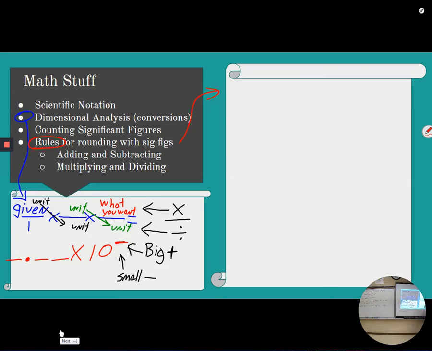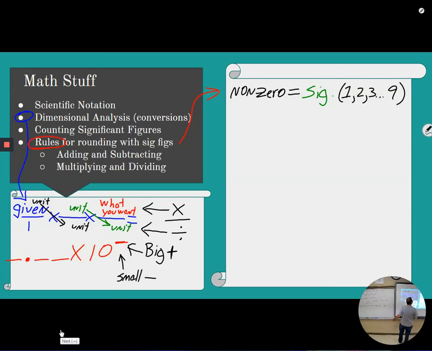The first one is if you have a non-zero, is it significant or not? Yes, it is. So 1, 2, 3, 4, 5, 6, 7, 8, 9. Those are totally significant. Again, that's anything like 1, 2, 3, all the way up to 9. So if it's not a 0, you can count it as a sig fig.